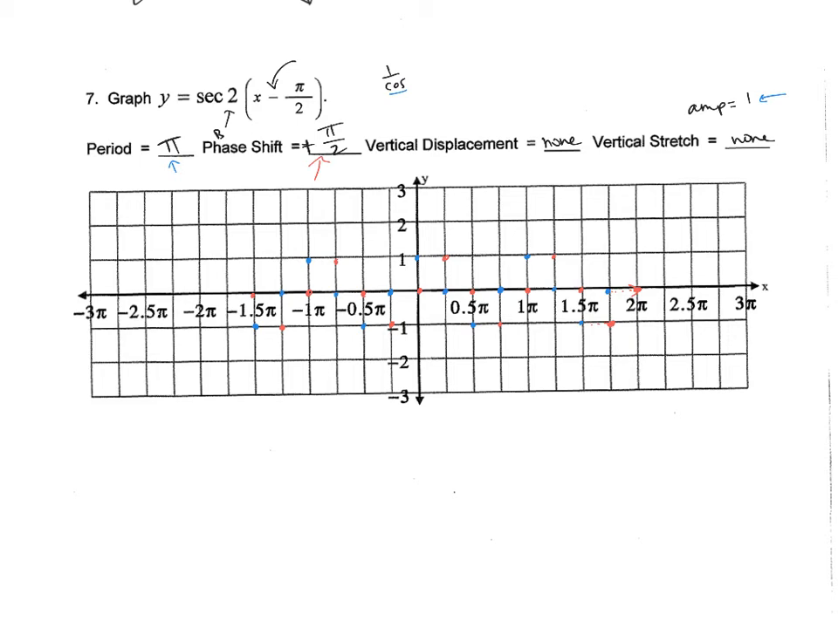Now the red one is what we're going to use, because the red one is the cosine of 2x minus pi over 2. We're going to use that to draw our vertical asymptotes, looking at the zeros for our transformed cosine graph. Every time there's a 0, we have a vertical asymptote.